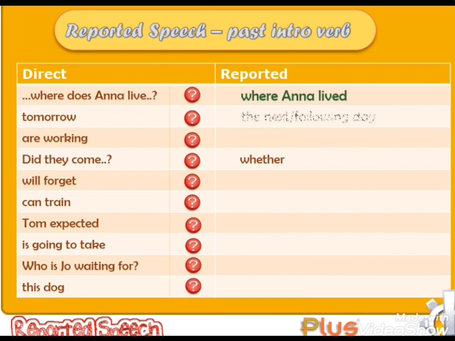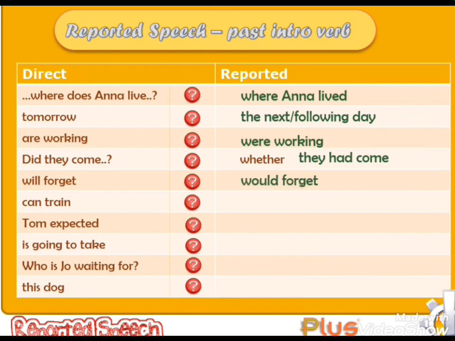Tomorrow we will change it into the next day or the following day. Are working will be we're working. Did they come? Whether they had come. Past simple to past perfect. Will forget, would forget. Can train will be could train. Tom expected. It will be Tom had expected. Is going to take. For sure will be was going to take.